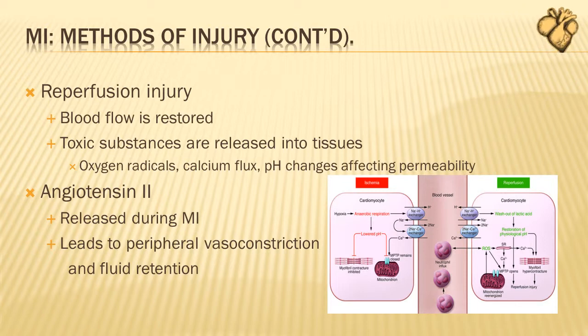very deadly because of the toxic substances that are getting released back into the tissues, so your oxygen-free radicals, the calcium flux, the pH changes because you have all this permeability going on. You also have the angiotensin II that's released during the MI, and that causes peripheral vasoconstriction and fluid retention. And then it also does it locally, and that instigates the catecholamine release, and that causes coronary artery spasms.